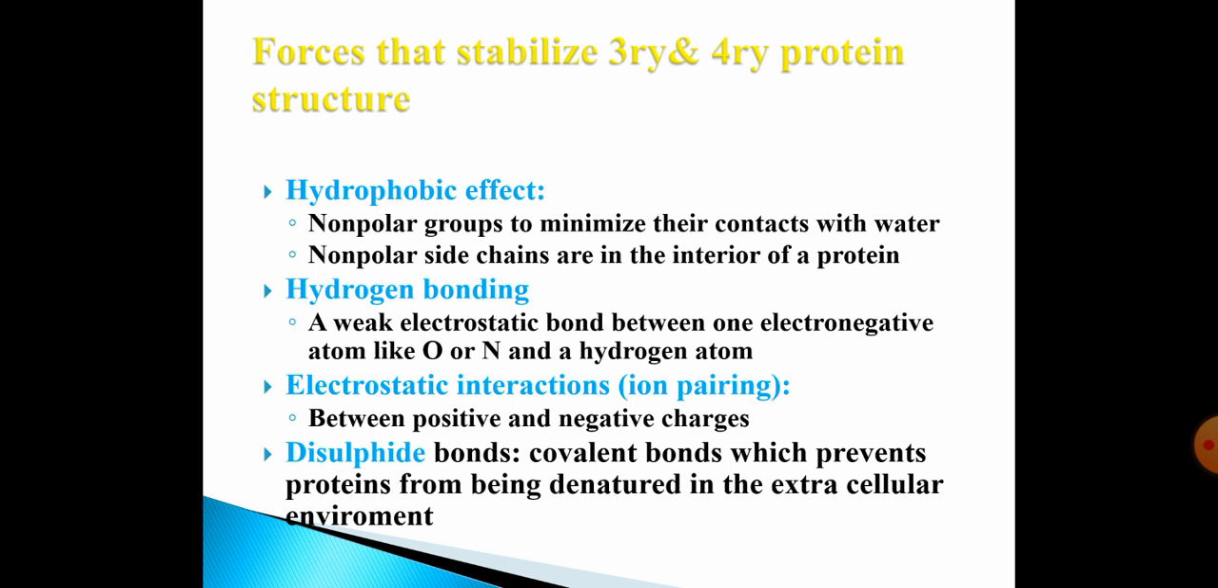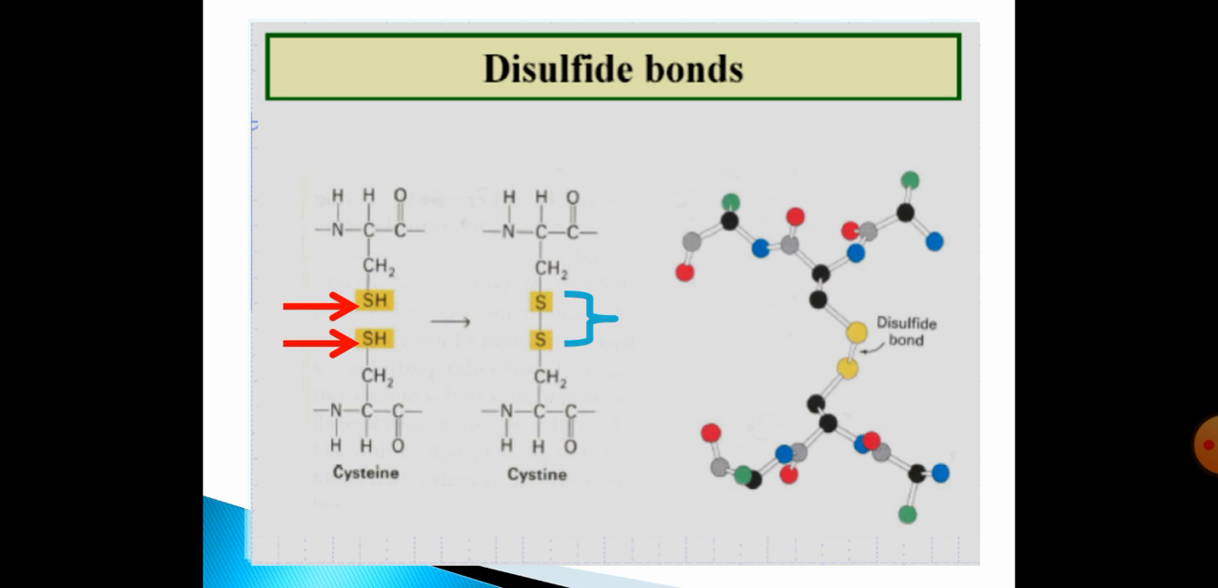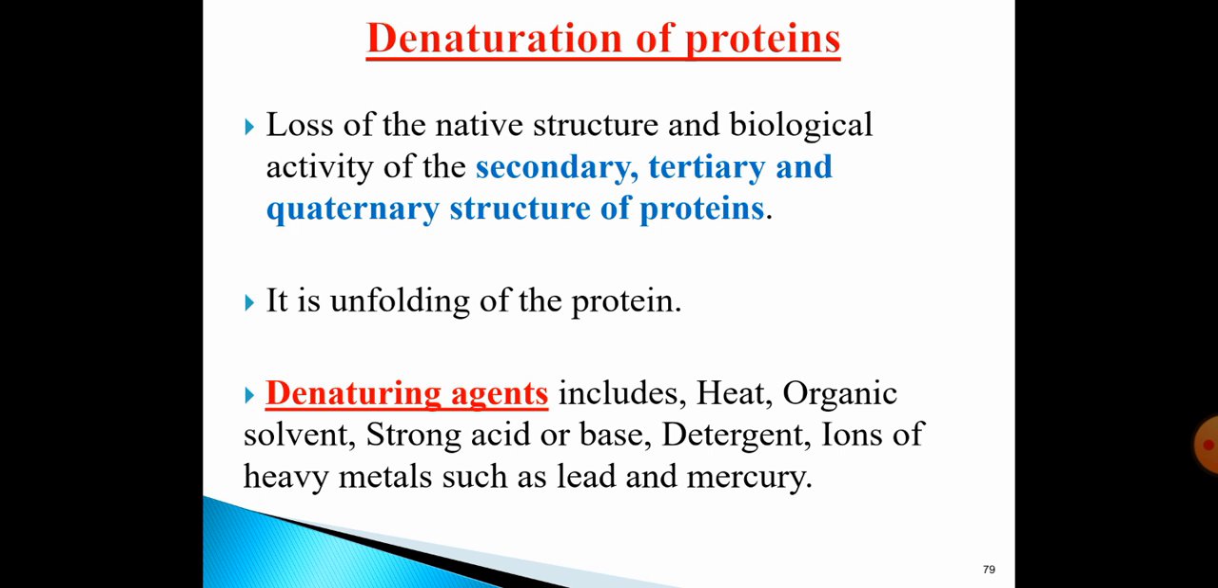Forces that stabilize the quaternary protein structure, as we know, are the hydrophobic effect, hydrogen bonding, electrostatic interaction, and disulfide bonds. These can stabilize the protein. A disulfide bond, as you look at it, is two sulfurs, S-S, joined together.